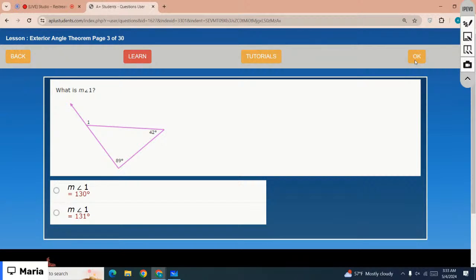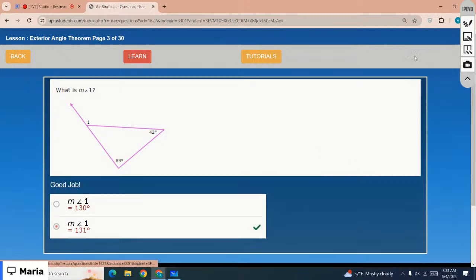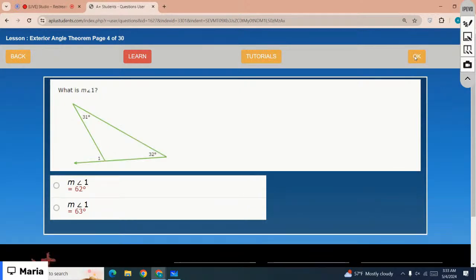The correct option is 131 degrees. The correct option is 131. That is, 63 degrees is the correct option.